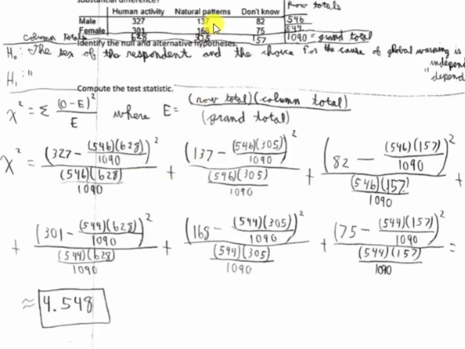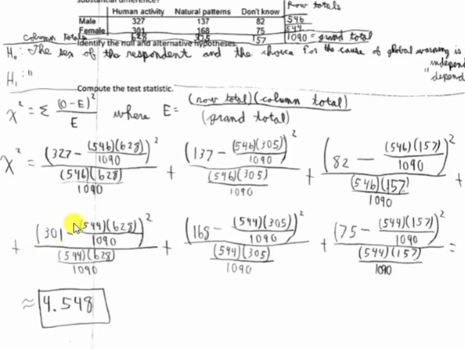The next value is 137 minus, to get expected, it's row total, so 546 times column total of 305 divided by grand total of 1090, and then square that all over that same expected value. Do make sure you watch out for the squares. They're very easy to forget. So plus, repeat that with the 82. So 82 minus 546 times 157 divided by 1090. Square this and divide the entire thing by that same expected value.